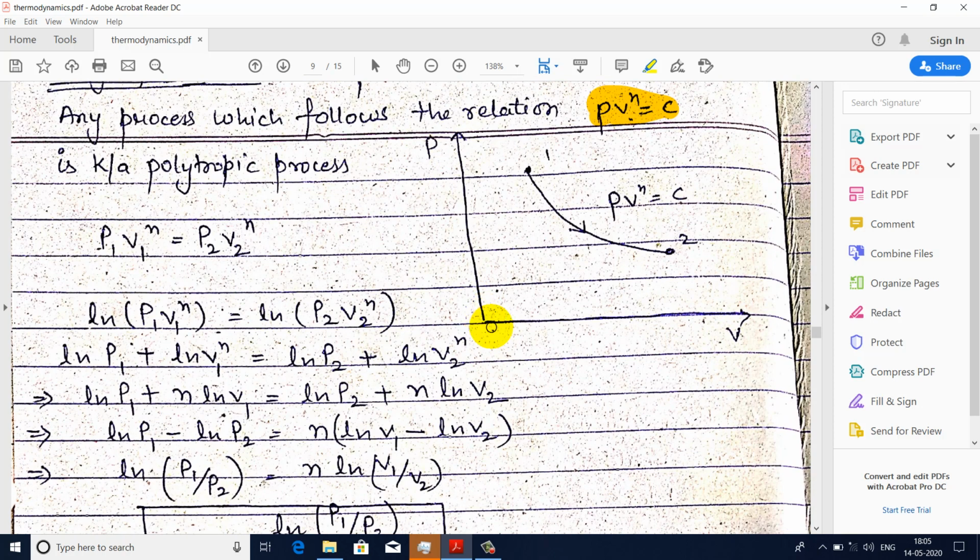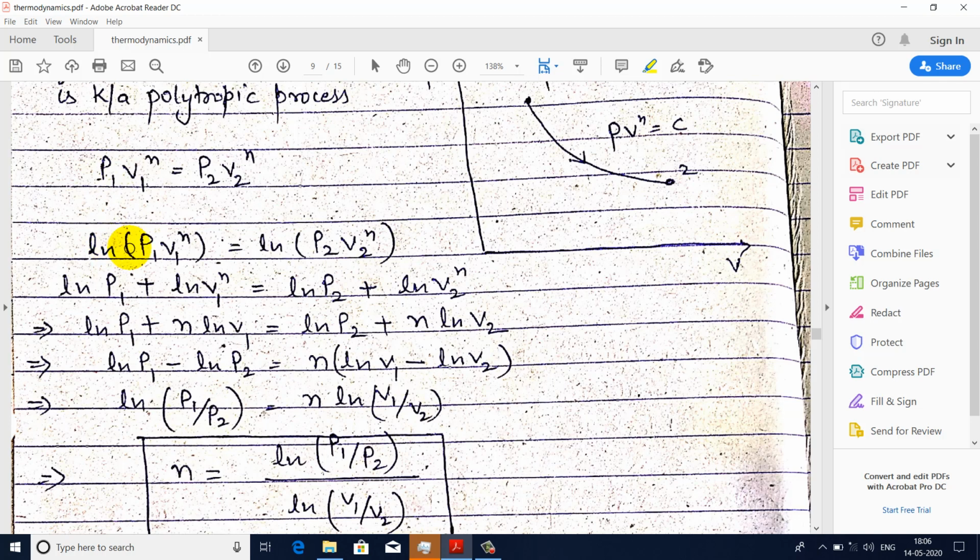So on the PV diagram I represented a thermodynamic system which goes from state 1 to state 2 through a polytropic path, which means this path satisfies the relation PV^n equals C at each point. So at state 1 and at state 2 the product of P and V to the power n will be the same. At state 1 it will be P1 V1 to the power n, and at state 2 it will be P2 V2 to the power n. These both will be the same.